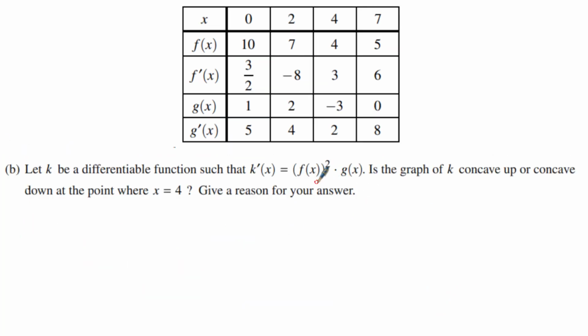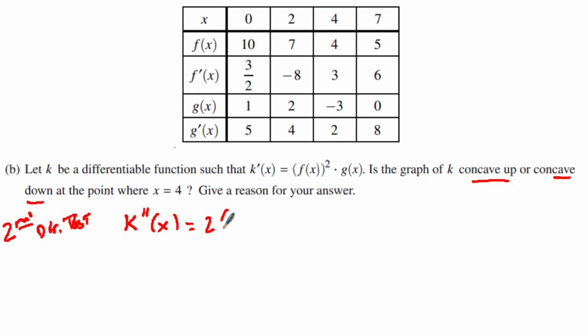Then they gave us a product rule here. So they said k prime of x equals f of x squared times g of x. And we want to know, is it concave up or concave down? Concavity is the second derivative test. So I'm going to have to take a derivative of this k prime of x. I'm going to have to do k prime prime of x. And I'm going to have to do the product rule here.